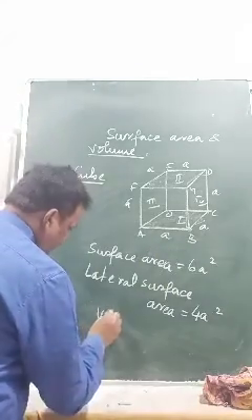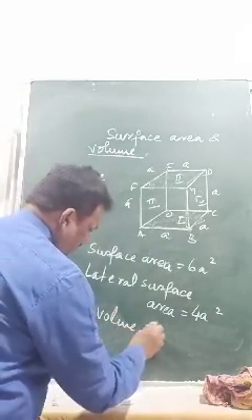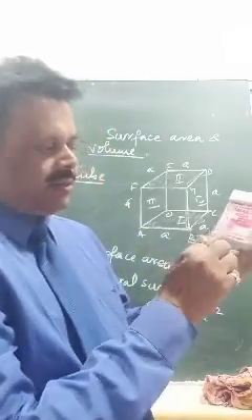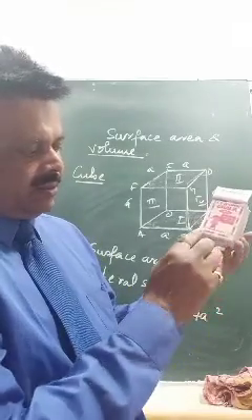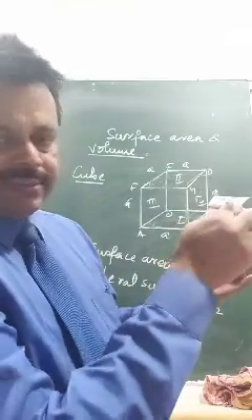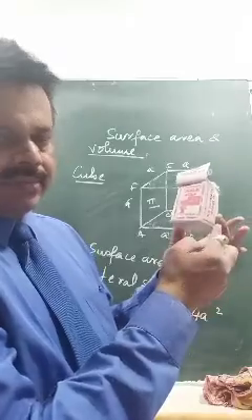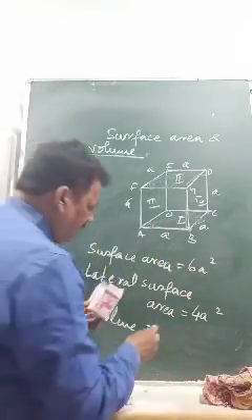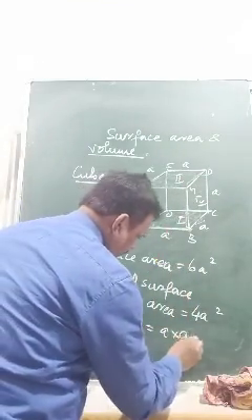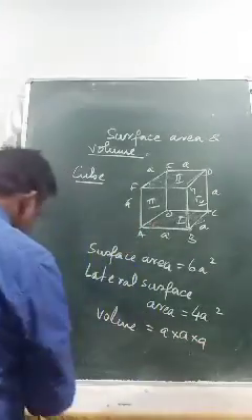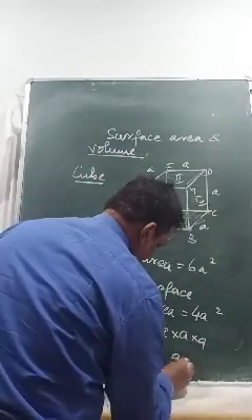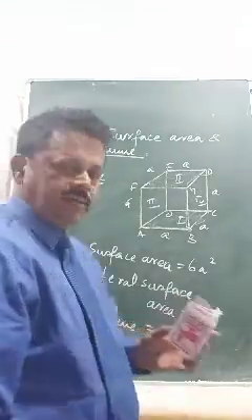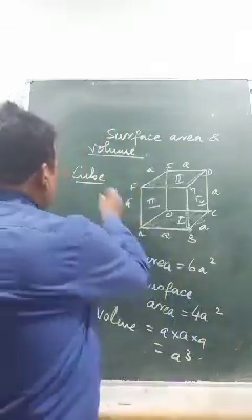Then comes volume. Volume is length into breadth into height. So A into A into A, that is A cube. Okay, 3 formulae you got on cube.